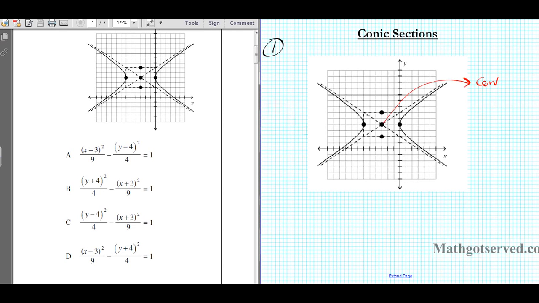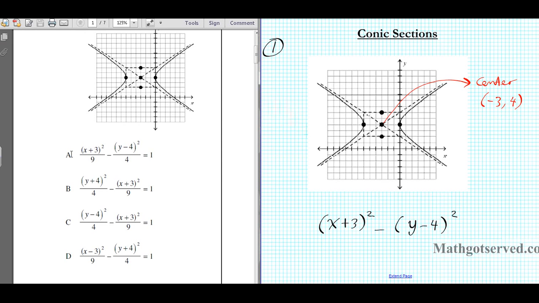So the center is basically 3 units to the left, 1, 2, 3, -3, and then we go up 1, 2, 3, 4. So -3, comma 4. In the equation, we're going to have the opposite of these. Since the orientation of our hyperbola is side to side, that means x is going to be positive and y will be negative. So we're going to have x, and then the opposite of that, plus 3, quantity squared, minus, and then for the y, the opposite of plus 4 is minus 4, quantity squared.